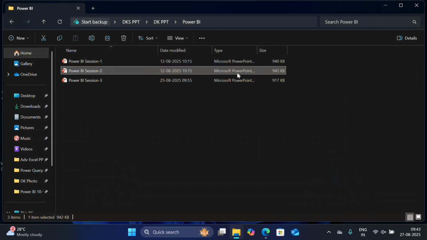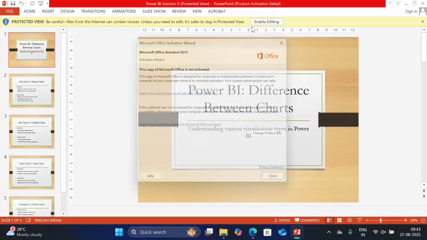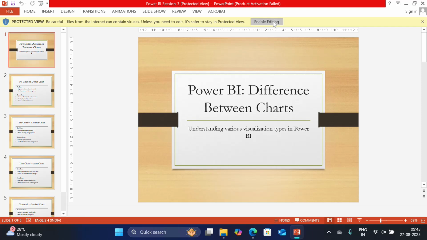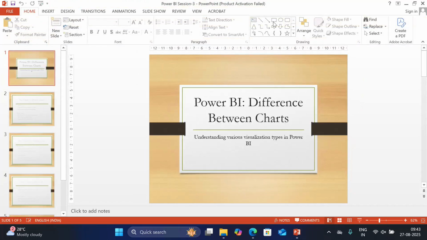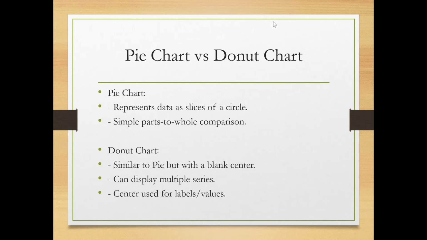practically what the differences are, and here I also want to show the differences between the charts. Sometimes what happens is you don't know how to use a chart, or you don't know the differences between them. So the differences between the charts, understanding the various visualization types in Power BI. As you can see, pie chart versus donut chart, right? Normally in interviews the question comes: what is the difference between pie chart and donut chart? A lot of students are not able to answer this question. So obviously there is a difference, that's why the different charts exist.